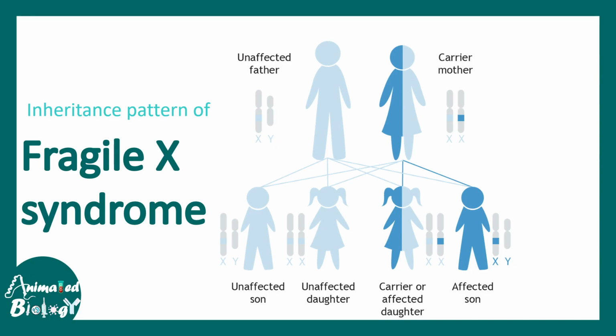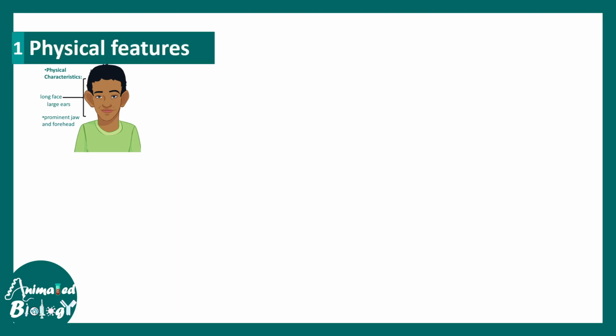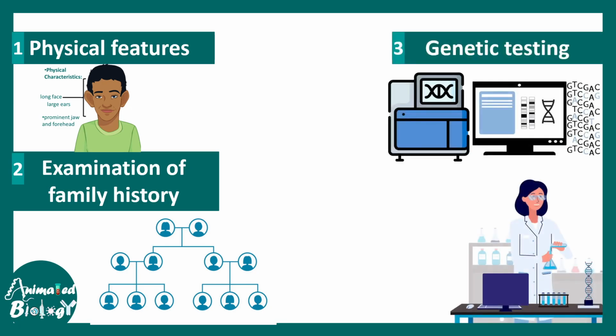When it comes to the inheritance pattern of Fragile X syndrome, this is X-linked inheritance. We already talked about it. So males are more susceptible to develop this disease compared to females. Females often become the carrier. Diagnosis can be done by looking at the distinctive facial features that we have mentioned earlier, like a longish face, big ears, prominent jaw ridge, and forehead expansion. Examination of the family history is important because it's a genetic disorder, but ultimately genetic testing is the most important and confirmatory test for this.